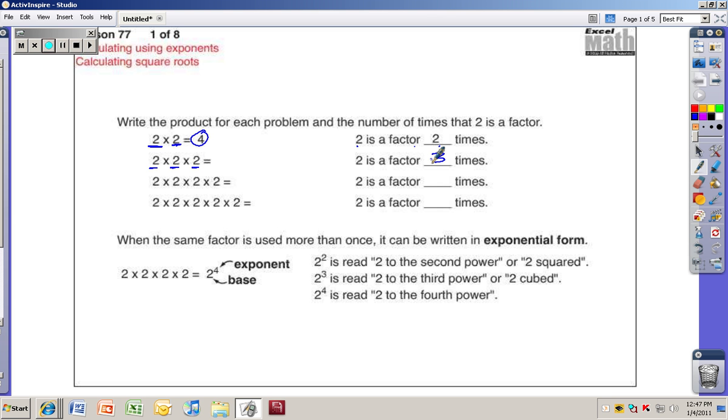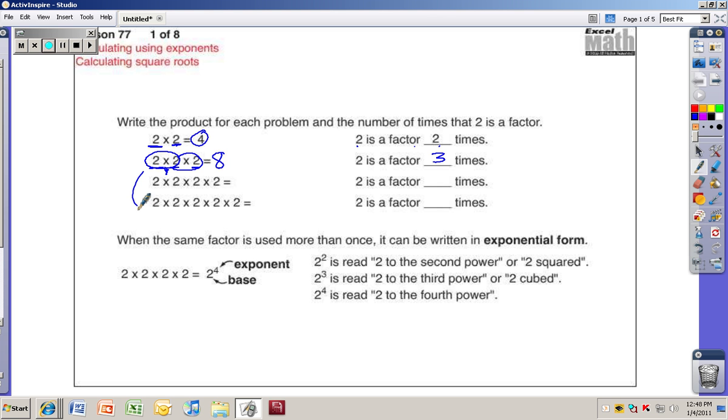Okay, Kaylee got it. And then is the answer 6? 2 times 2 times 2? 8, right, because you can only do 2 at a time on these. You can't do all 3 at the same time. 2 times 2 is equal to 4. 4 times 2 is then 8. Don't think that the answer is 6. This is not 2 plus 2 plus 2. It's 2 times 2 times 2.